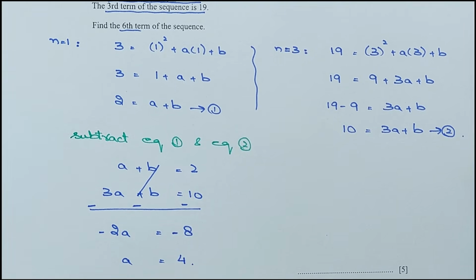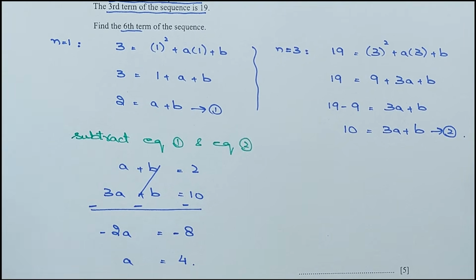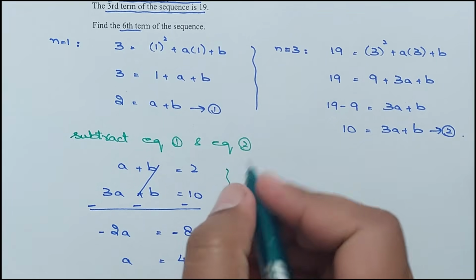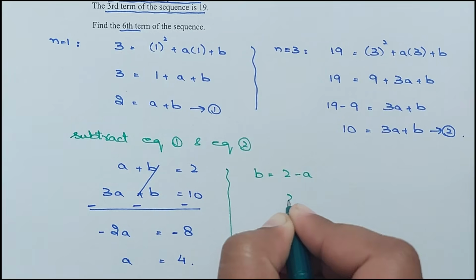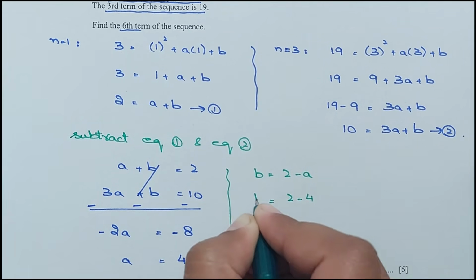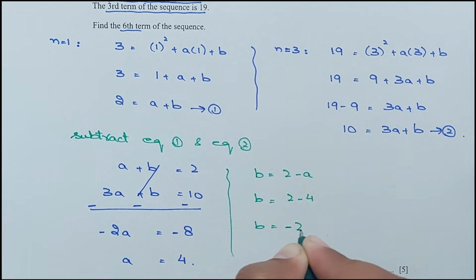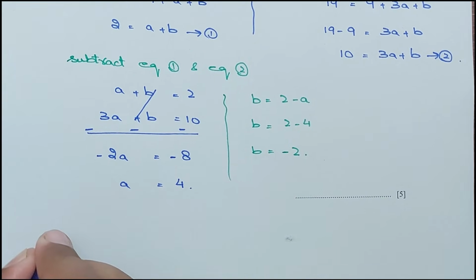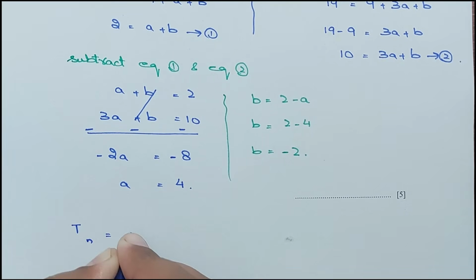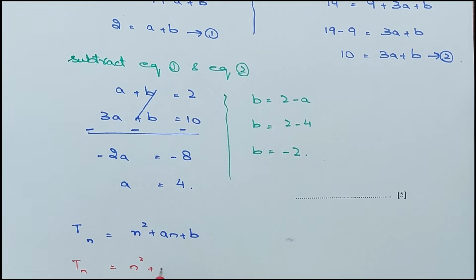Now let me solve for the b value by plugging this into the first equation, a plus b equals 2. So b would be equal to 2 minus a. So 2 minus 4, b equals negative 2. Right, now we have a and b. So let me find the nth term. Tn we have given is n square plus an plus b, so Tn should be n square plus 4n minus 2, right?